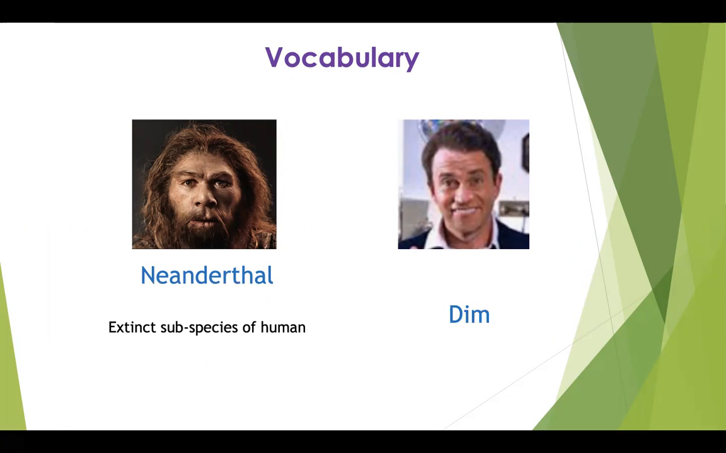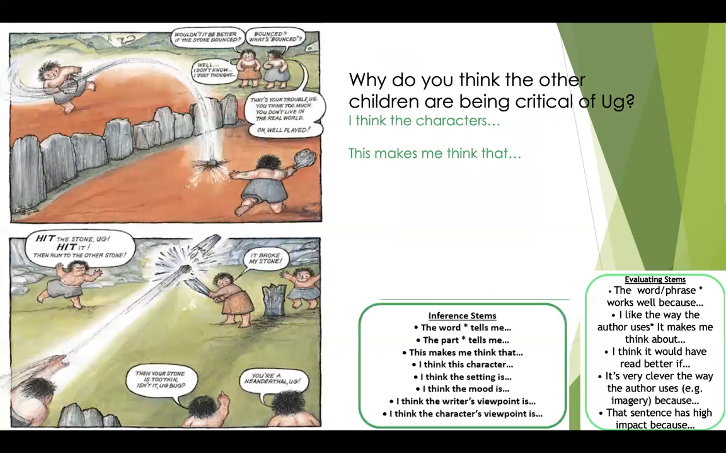And the other word that might come up is the word dim. And the word dim is usually used to describe an unintelligent person or somebody who's not very clever. So while I'm reading this page, try and think of an answer to the question, why do you think the other children are being critical of Ugh? Why do you think they're being very mean to him? And you can use these sentence stems here to help you.